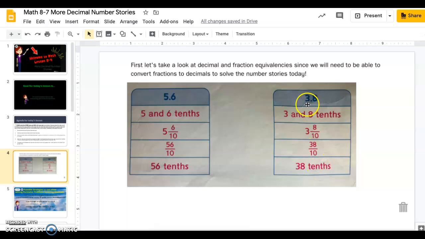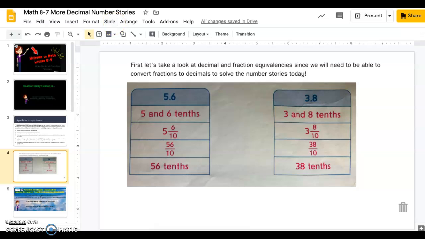Okay, so I really want you to pay attention to the top two here in terms of seeing the decimal and then thinking of what that means in terms of how many wholes. Say if it's centimeters as a unit, then how many whole centimeters and how many tenths of a centimeter.